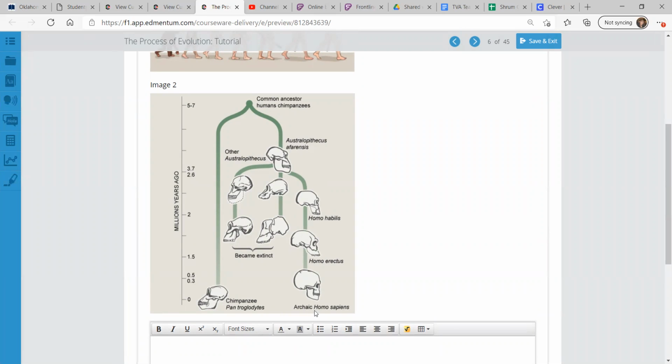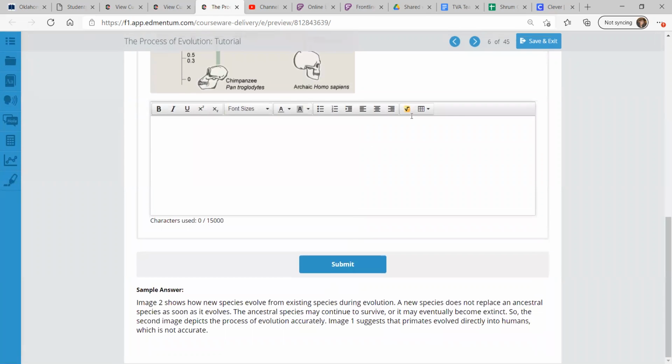And the chimps and Homo sapiens today, we exist together at the same time, simultaneously. So we have a common ancestor with the chimps.